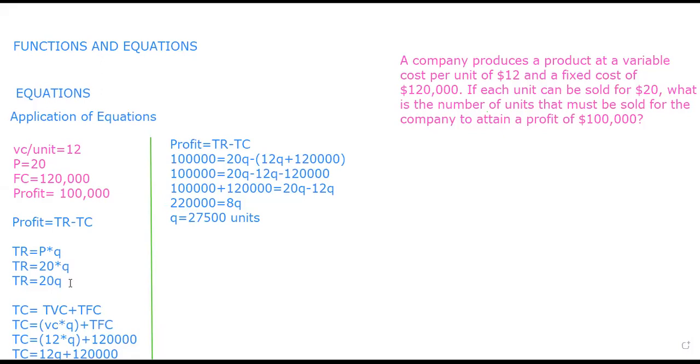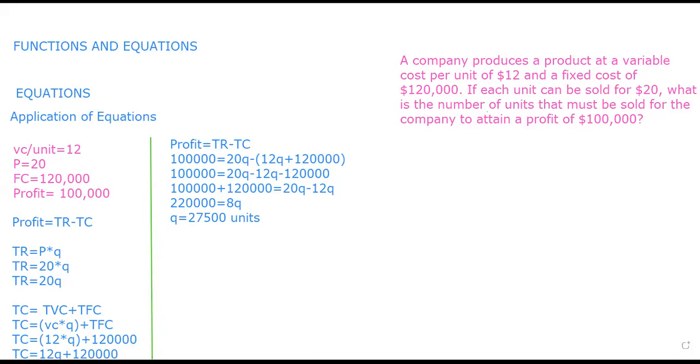Yes. Then we want to find the cost. Now the cost, how do you find total cost? Total variable cost plus total fixed cost. Now, how do you find total variable cost? The variable cost depends on quantity, so you multiply the variable cost per unit times the quantity produced, which we don't know. That is Q. Then you add the total fixed cost to it. So our total variable cost is 12 times quantity, which becomes 12Q, plus 120,000, which is the fixed cost. So our total cost becomes 12Q plus 120,000. Do you understand up to that point?